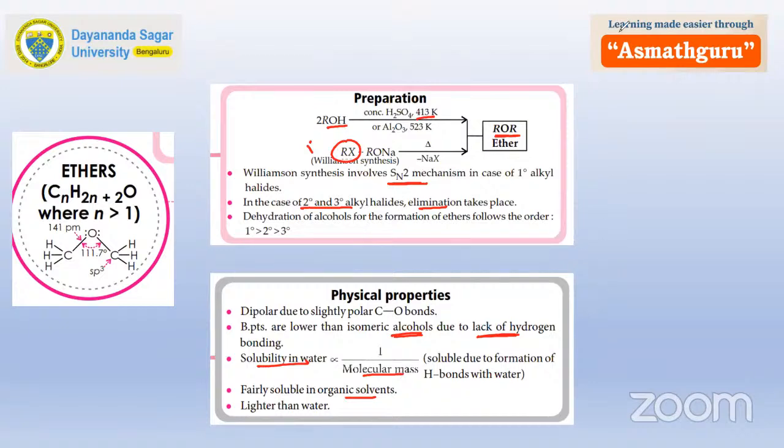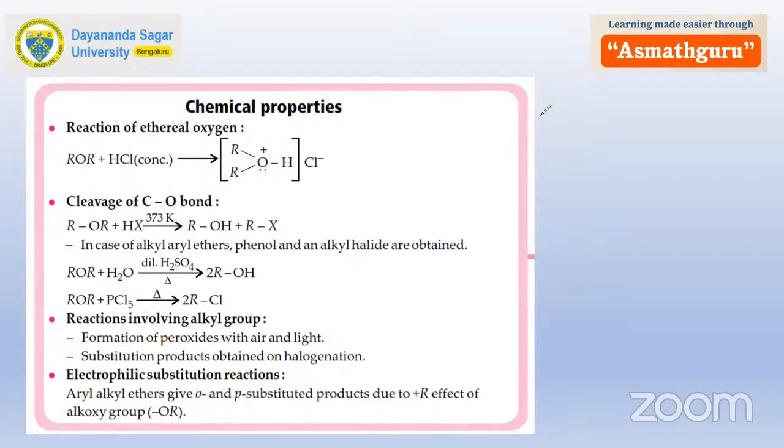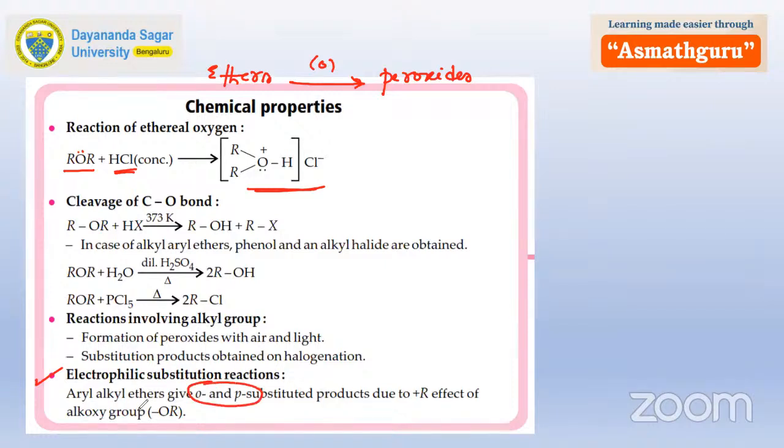So what are the other chemical properties? Very important. The first one is that these ethers easily undergo oxidation in air. When exposed to air they form peroxides, which are highly explosive, unstable molecules. They can react with acid because ethers are Lewis bases. They can react with acid to form a salt. And in the ESR reaction, electrophilic substitution reaction, again they give only ortho and para products.